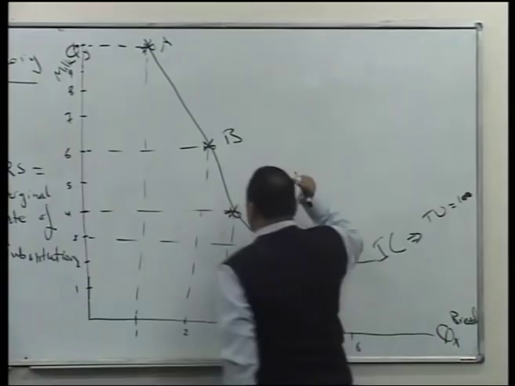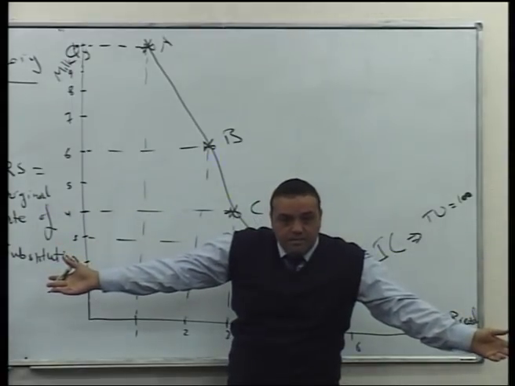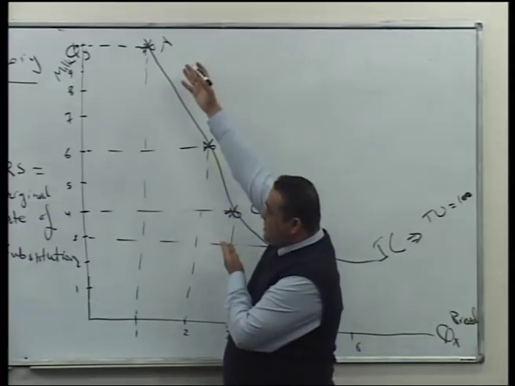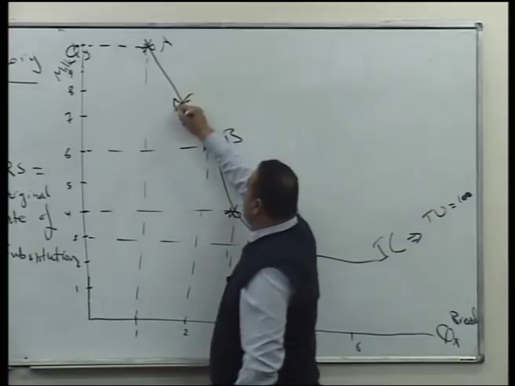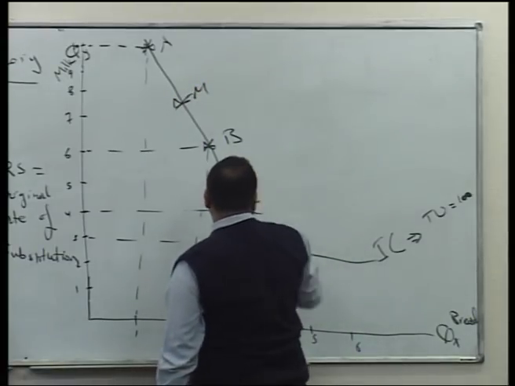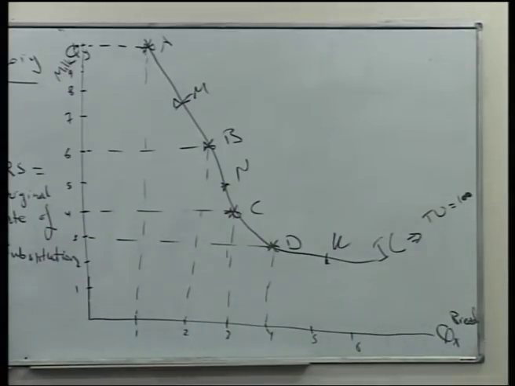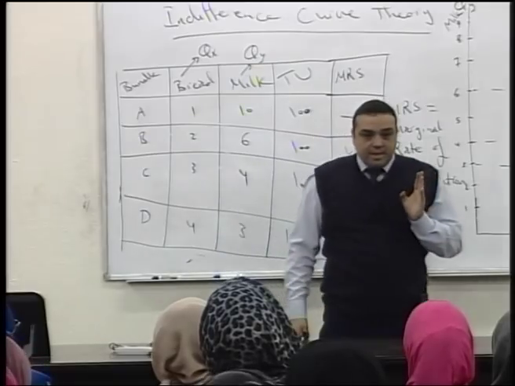So indifference curve means it's indifferent for the consumer to consume either at A or B or C or D or M or N or K. All these points will give the consumer the same total utility. Right? Okay.